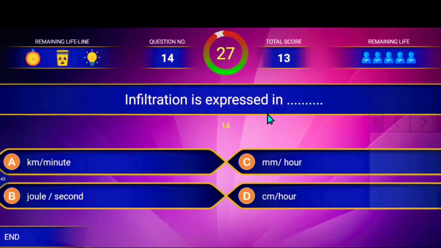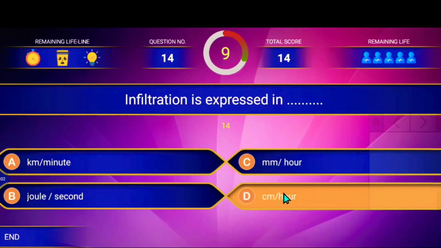Infiltration is expressed in the unit of dash dash. First option is kilometer per minute, second one is joule per second, third one is millimeter per hour, and the last option is centimeter per hour. So the infiltration is expressed in centimeter per hour. It is one important question asked in entrances also.